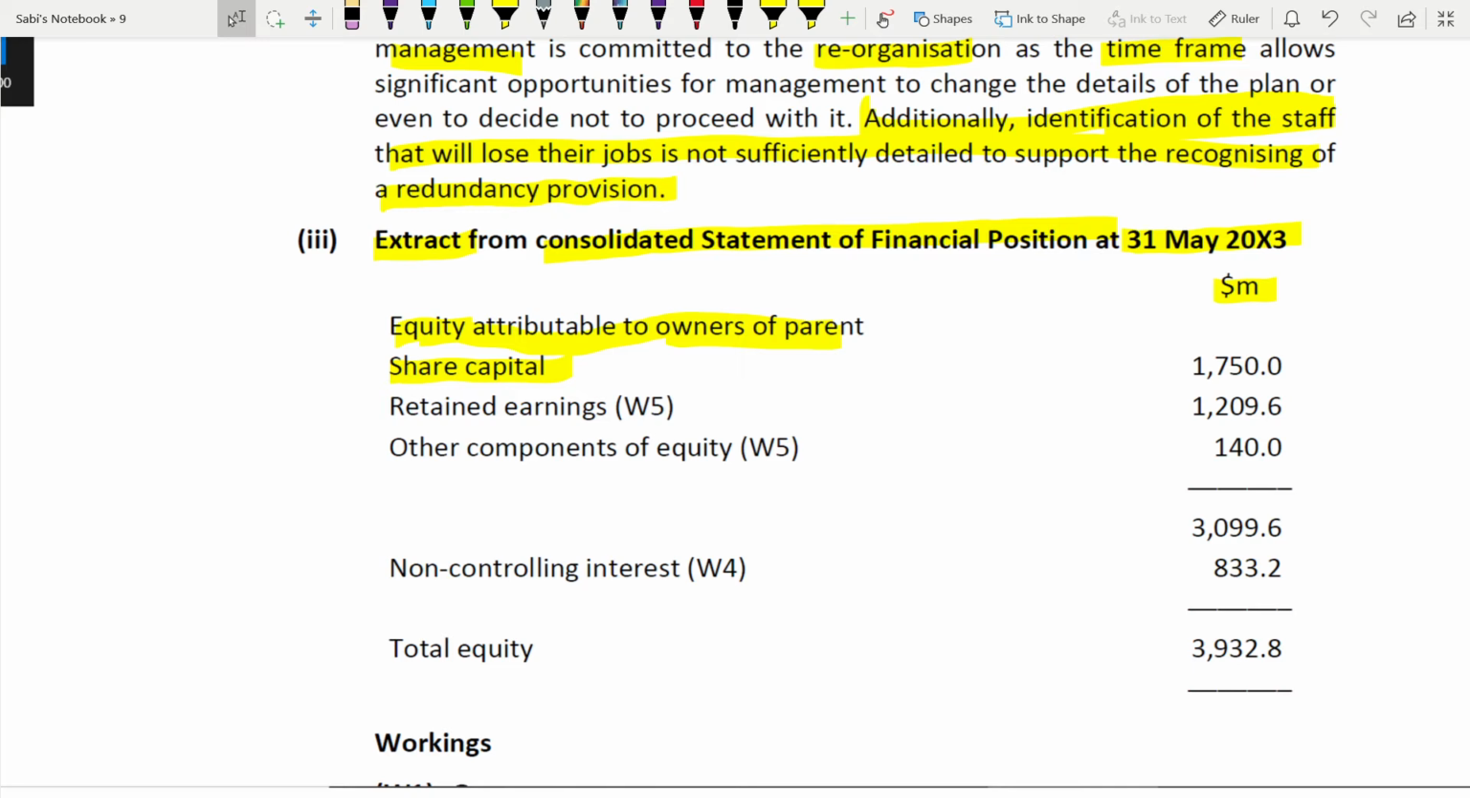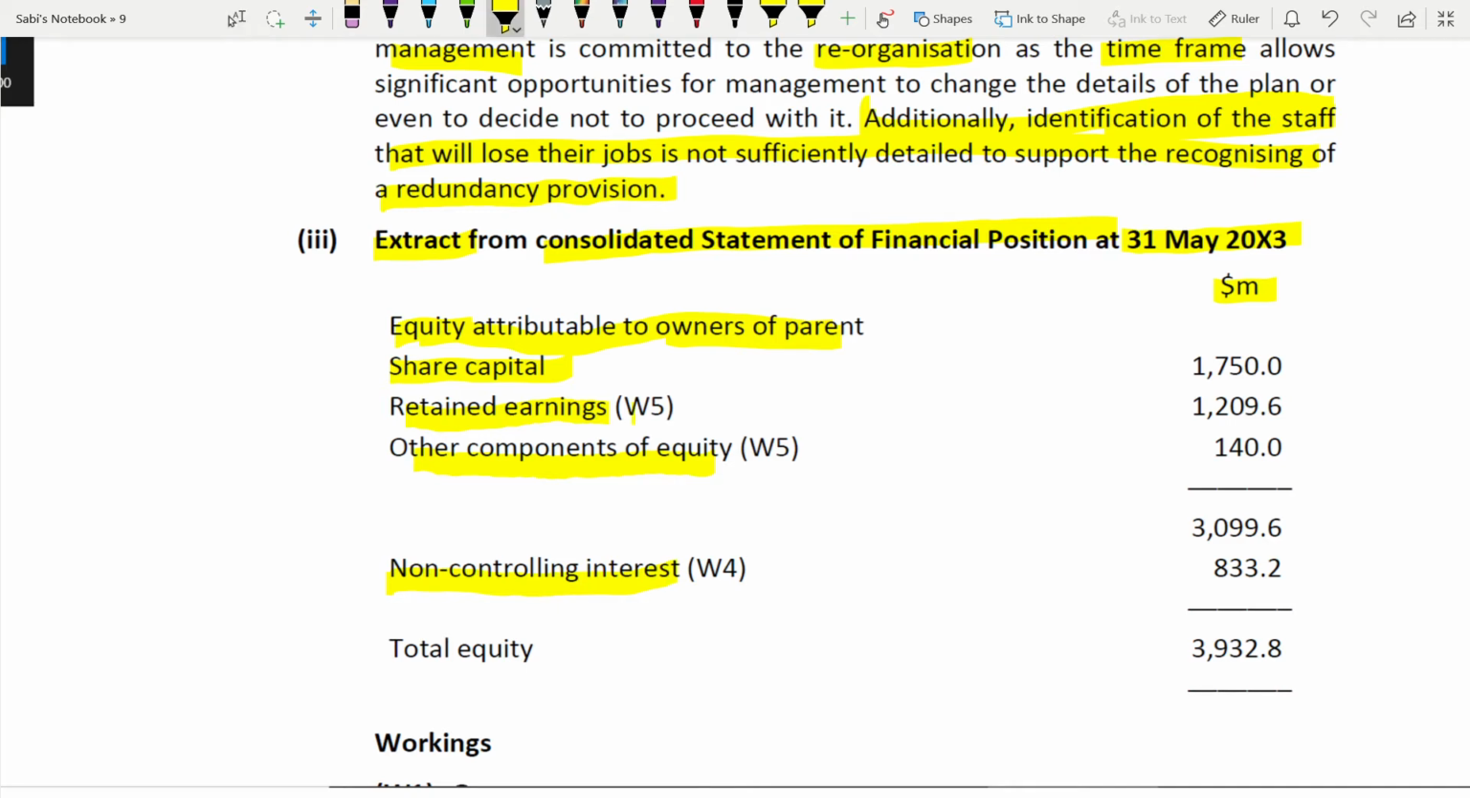Because we know that when you take equity, don't consolidate the parent with the subsidiary. No, no, no, it's only the parent's equity that will go, because everything comes under the parent's hand. Share capital, retained earnings, other components of equity, these three things will go in the equity section, and then NCI will definitely come. But for each of it, workings are required.